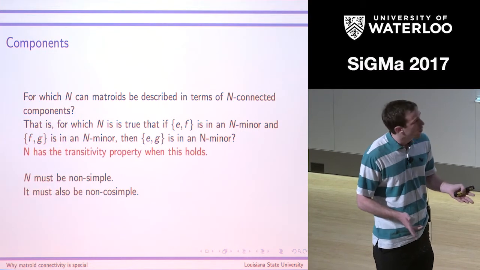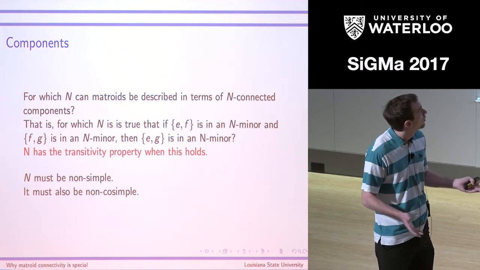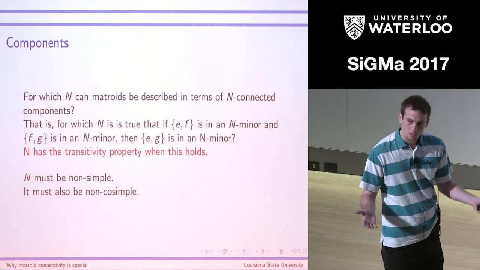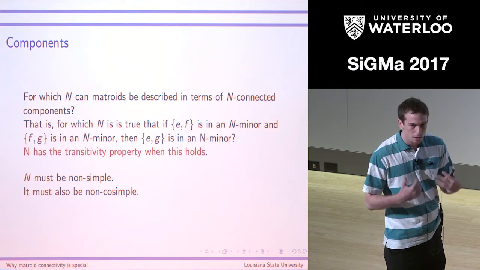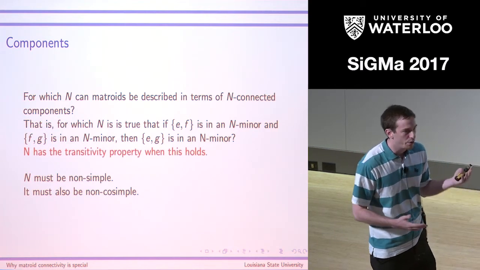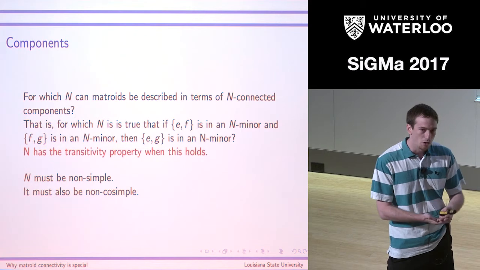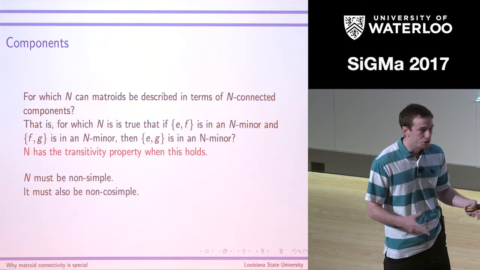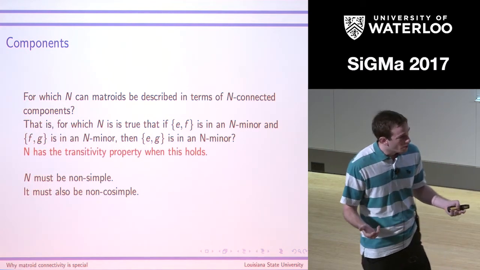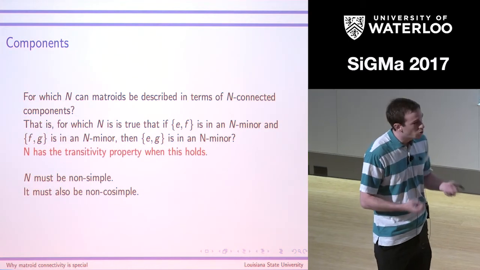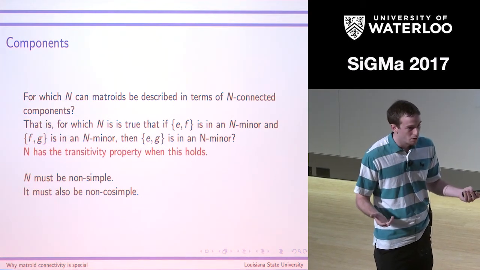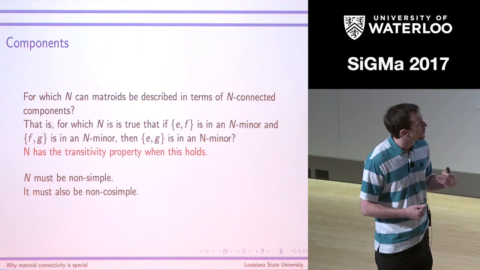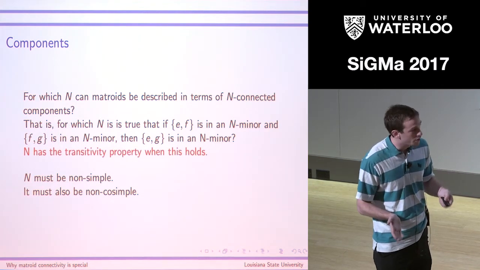So in order for this to work, the matroid N has to be non-simple. If you take the matroid N, well, N is N-connected, obviously. If you extend N, so take some element E that's in your matroid N, put in a new element F in parallel with E, we can guarantee that F will be in an N minor. You just delete E. And we can also guarantee that if N is simple, then E, F can't be in an N minor together. So N has to be non-simple. By the same argument, it also has to be non-cosimple.